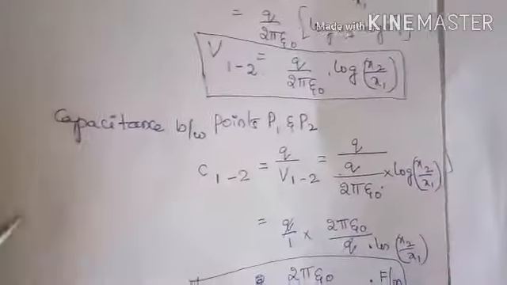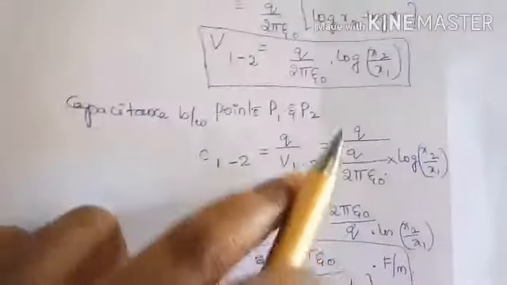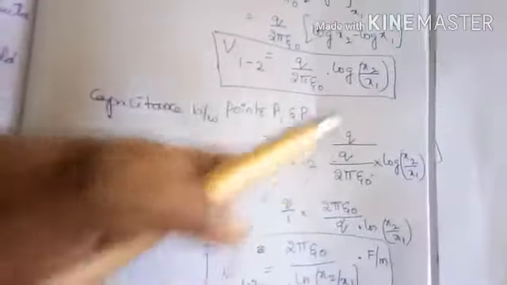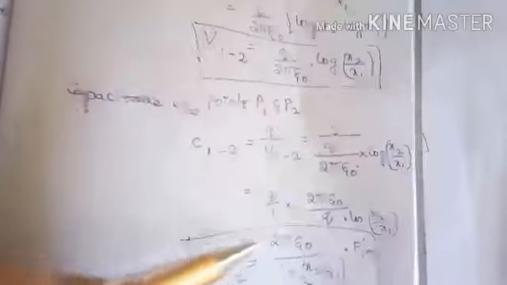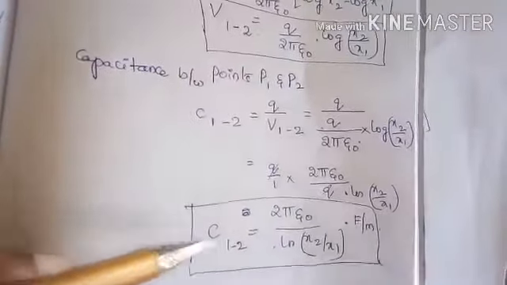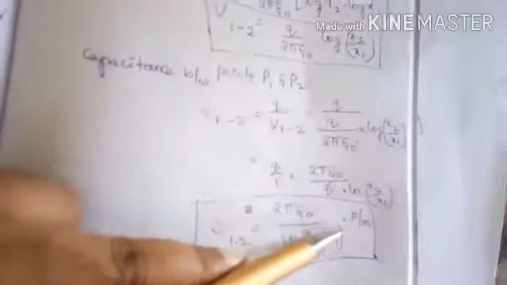Now we can represent the equation C12 equals q by V12. So substitute the V12 here, then the q will be cancelled. Then finally we get the equation for C12: C12 is 2 pi epsilon naught by ln of x2 by x1, and the capacitance units are farads per meter.